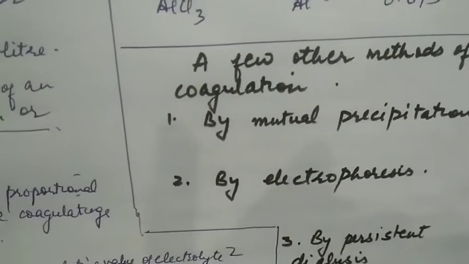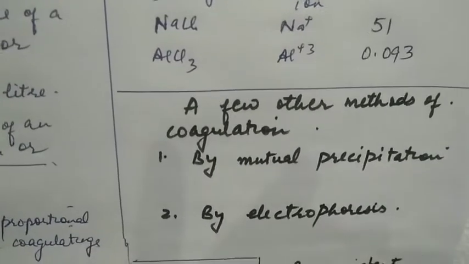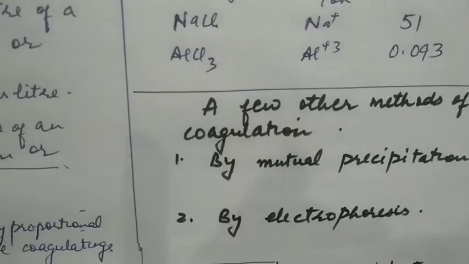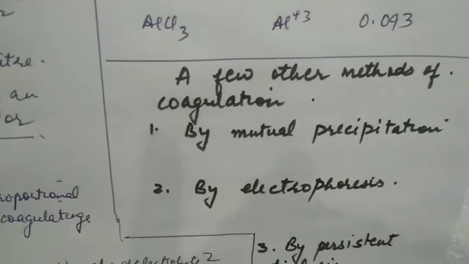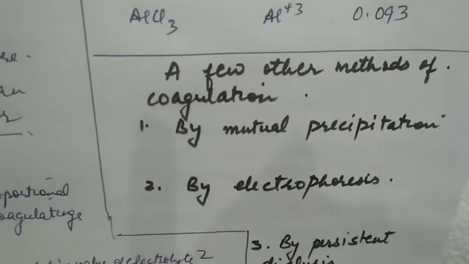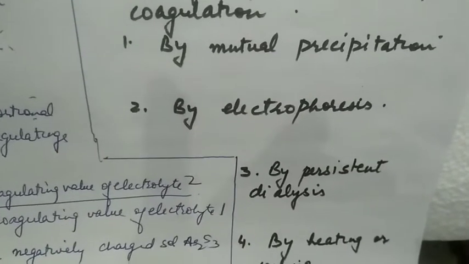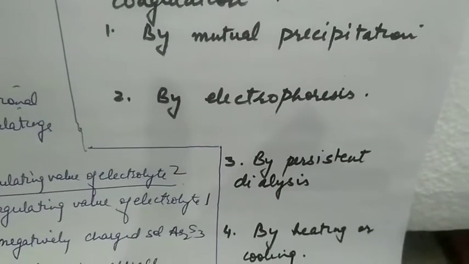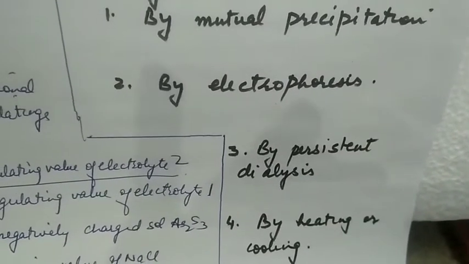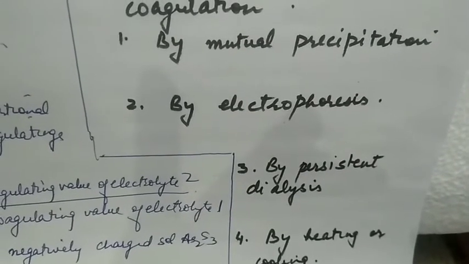Second is by electrophoresis. We have seen in electrophoresis that particles of the dispersed phase move towards the oppositely charged electrode. If the process is carried out for a long time, then ultimately the particles will touch the electrode and get neutralized and coagulated. Then by persistent dialysis: the stability of a colloidal sol is due to electrolytes, and if the electrolyte is completely removed by repeated dialysis, then the particles will get coagulated.